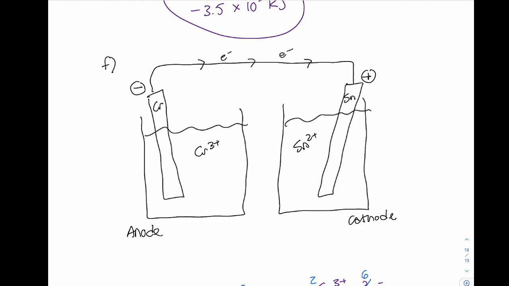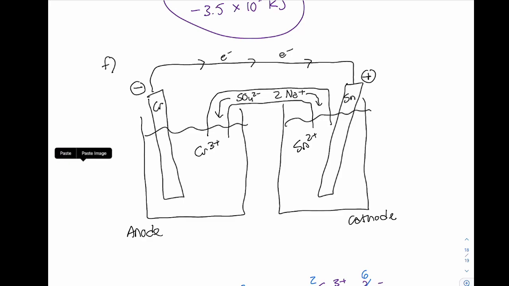We do need to add a salt bridge. I didn't tell you what to put in there, so I'm going to use sodium sulfate again. So sodium ions, remember the positive ones are going towards our cathode, and then my sulfate, my anion, is going towards the anode. So that's my galvanic cell for this reaction.